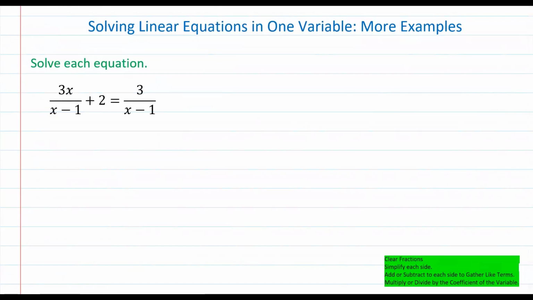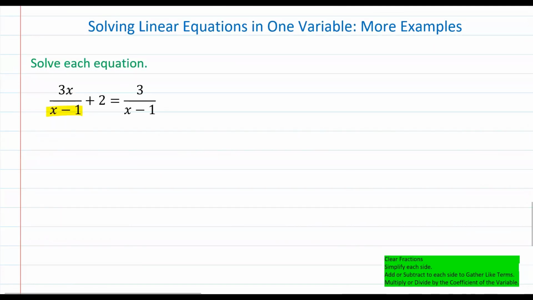Welcome back, mathematicians. In this video, we are going to solve a linear equation in one variable, and we see this example where we do have fractions, but our variable is a part of the denominator, so that makes it a little different, maybe more challenging. So what we're going to do is identify the common denominator.